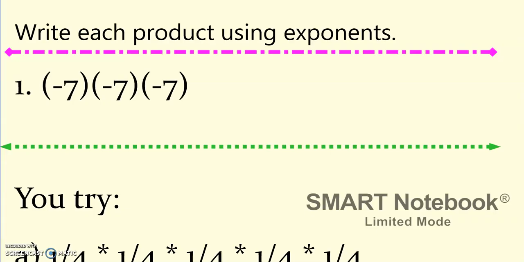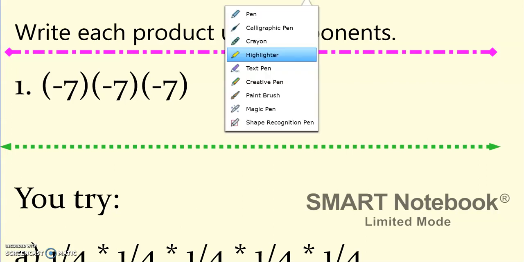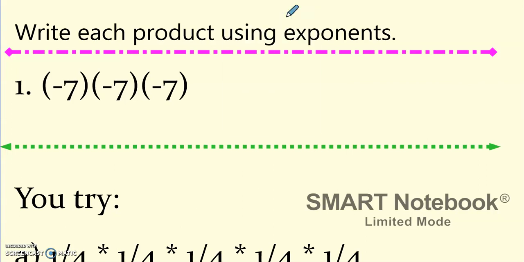So the first one says, write each product using exponents. Well, I have -7 times -7 times -7. So we need to first establish what is the common factor. What is my base going to be? It's going to be -7.